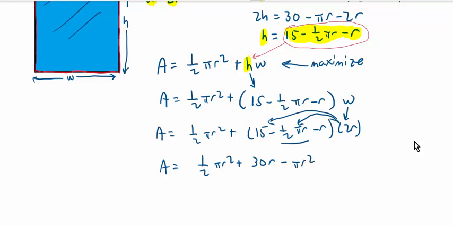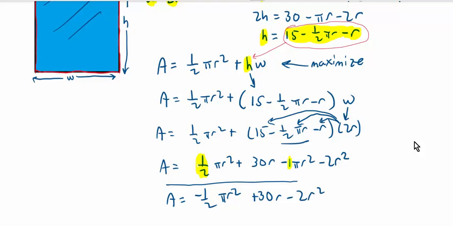And then finally 2r times negative r is minus 2r squared. One last thing I can do is notice that this term and this term are like terms. So since I have a half pi r squared and I'm subtracting 1 pi r squared, I can combine those terms. Since 1/2 minus 1 is negative a half, I get negative 1/2 pi r squared. And then I still have to copy the plus 30r minus 2r squared. And now I have my area of my Norman window as a function of one variable.